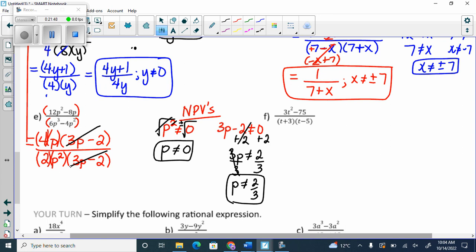I have a question. Yeah. How did the... Never mind. No, how is the 3 not squared?